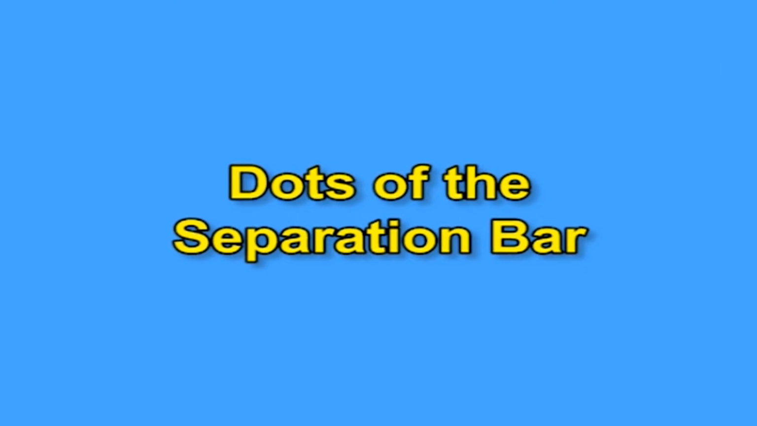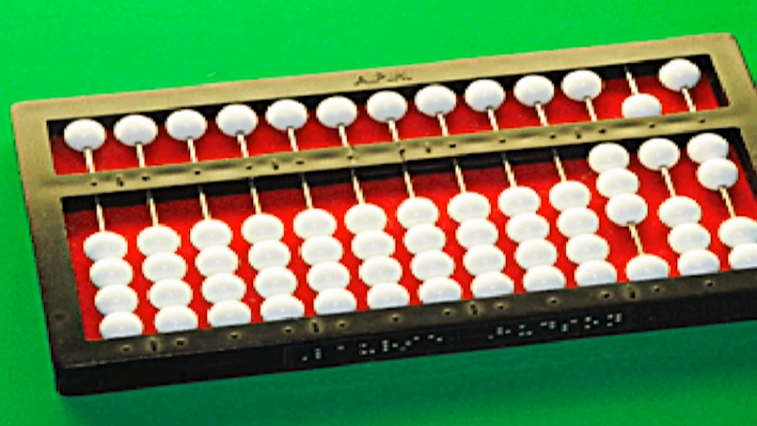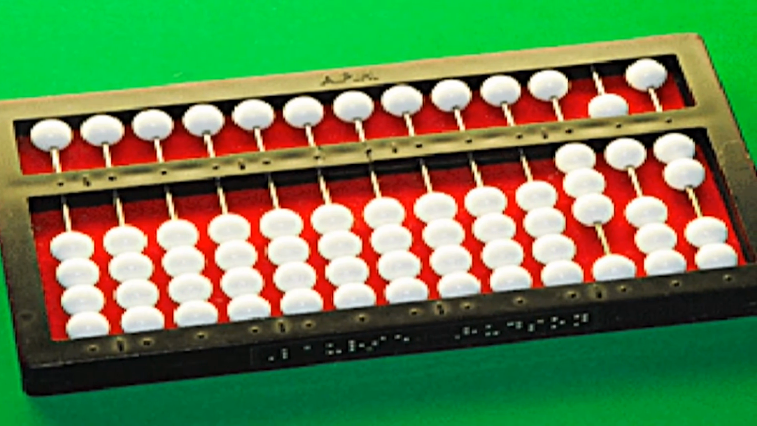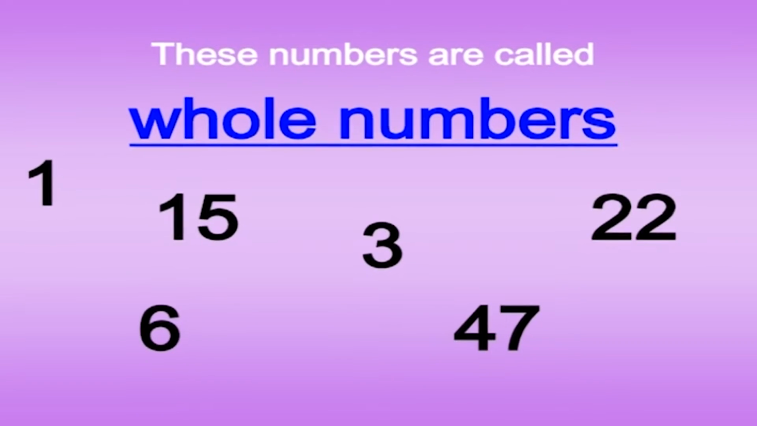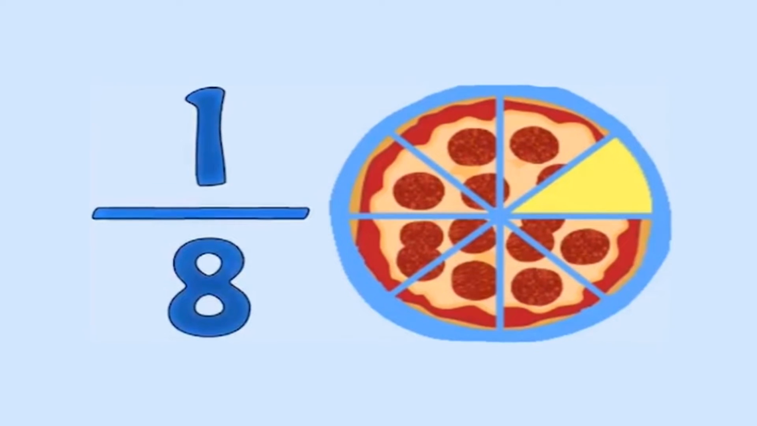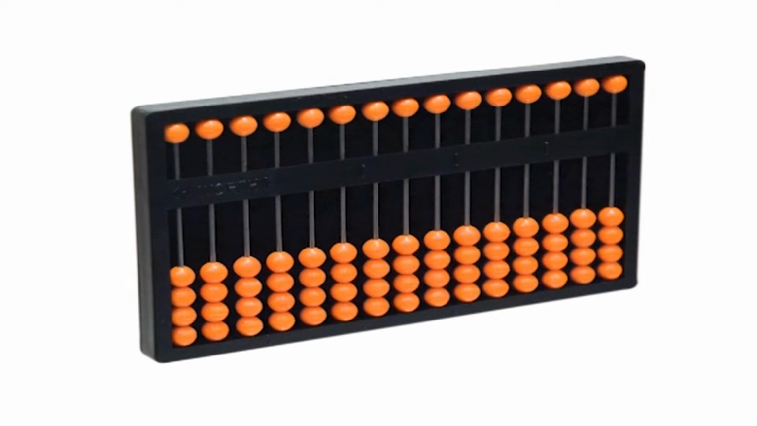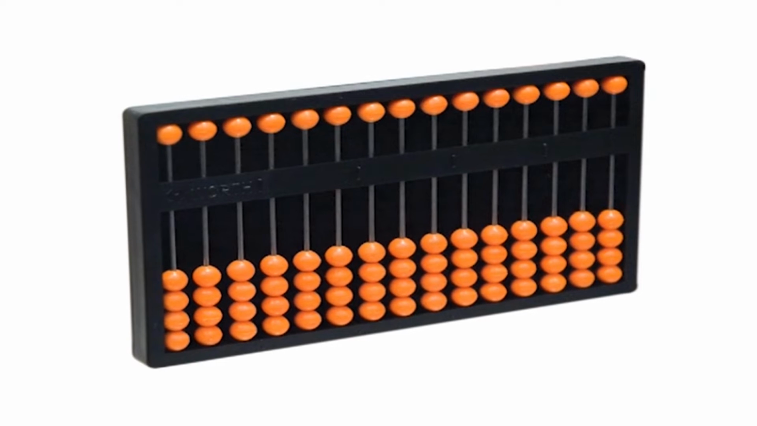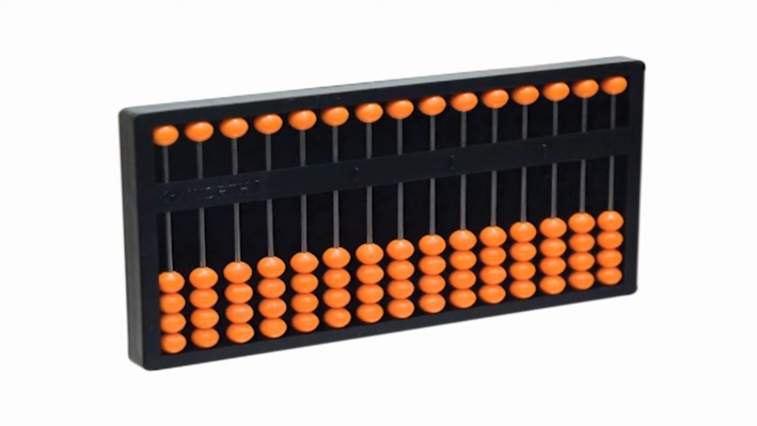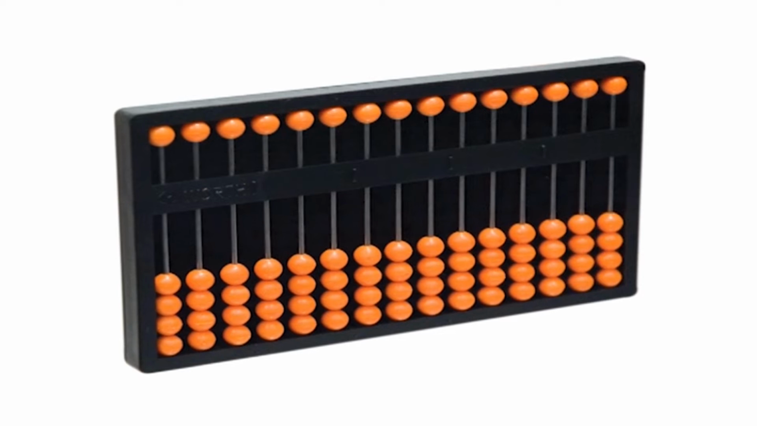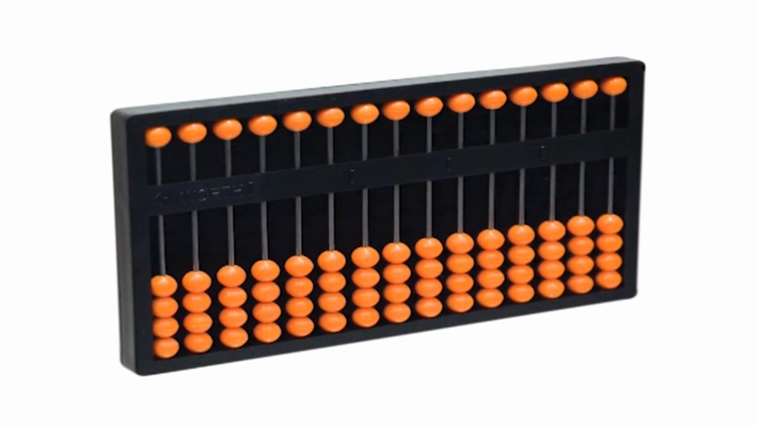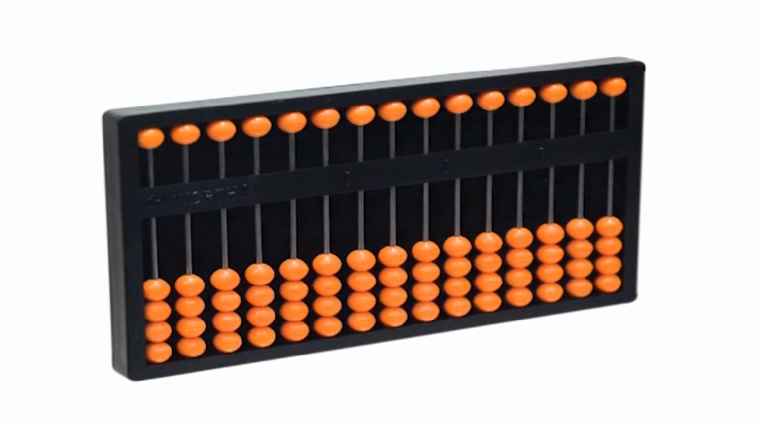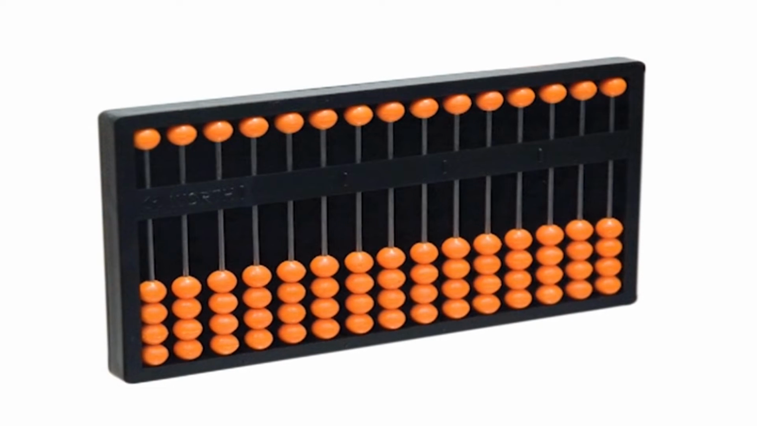Dots of the separation bar. The dots are helpful for locating the place value of the number in abacus. These dots determine the locations such as whole number, numerator when fractions are presented in the abacus. These dots may not be present in some abacuses which have 13 columns. In such cases, imaginary dots have to be assumed for placing the numerator, denominator and whole number in the abacus. This does not envisage any change in the procedures in operation.